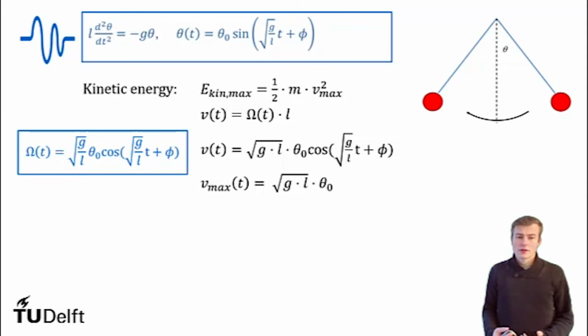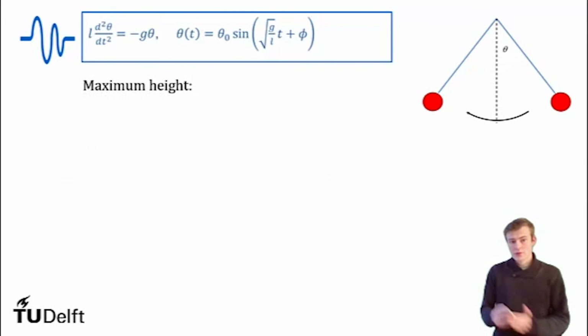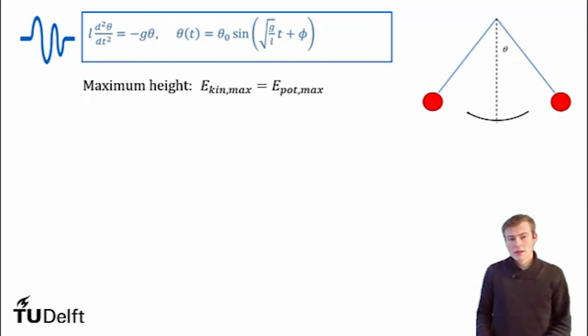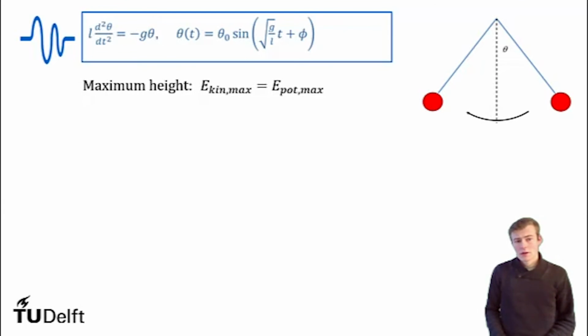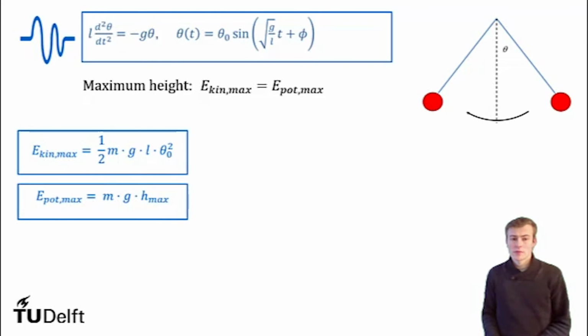If we fill this in for the equation for the maximum kinetic energy, we can see that our maximum kinetic energy is a half times mass times g times L times theta 0 squared. So if you want to know how high we can get, we assume that all our kinetic energy is transferred into potential energy. So our maximum kinetic energy is equal to our maximum potential energy. We just derived the equation for the maximum kinetic energy, and we know the equation for the maximum potential energy, which is mass times g times the maximum height we can get.